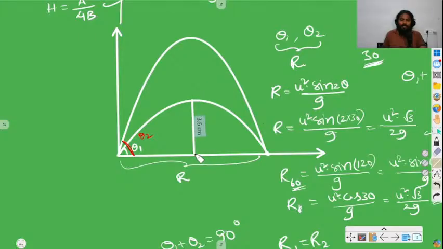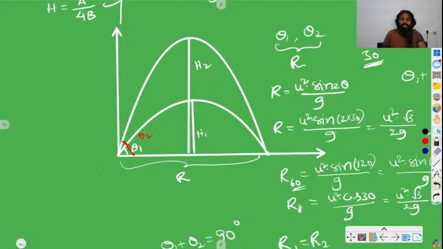Next, in this condition, if you observe, this is h max, h1, right? So here this is the maximum height when the angle of projection is theta 1. The velocities are the same for both, and this is h2, the maximum height when the angle is theta 2, right? But the range is the same. Now there are a few relations between h1 and h2, right?